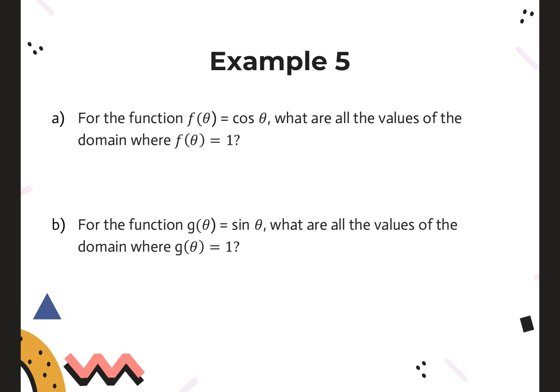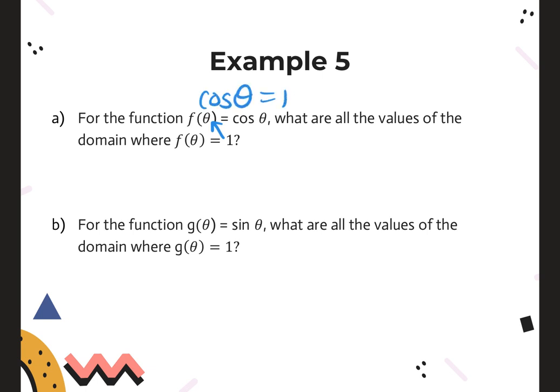Okay, last one. It says for the function f of theta equals cosine of theta, what are all the values of the domain where f of theta equals 1? What does that mean? So when would the cosine equal 1, right? Because we're saying, if that's that, when is the cosine equal to 1?